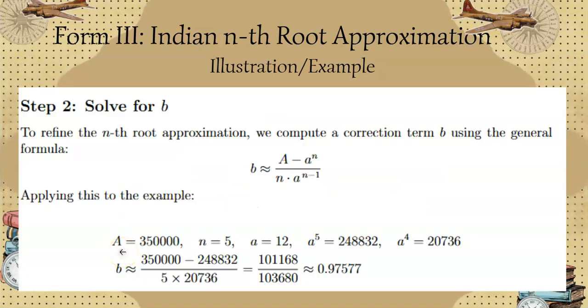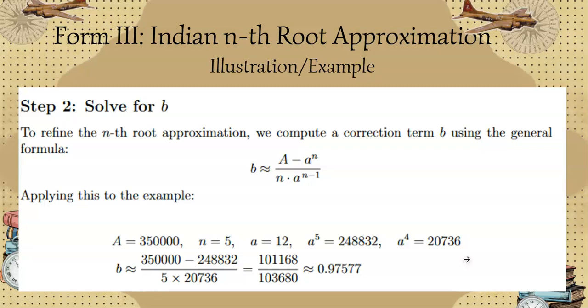Alright, so the next step is to look at the numerical table of numbers when raised to the fifth power. We find that we can take a is equal to 12, since 12 to the fifth is equal to 248,832. And 12 to the fourth is 20,736. We cannot take a equal to 13 because 13 to the fifth is 371,293, and that is greater than 350,000.